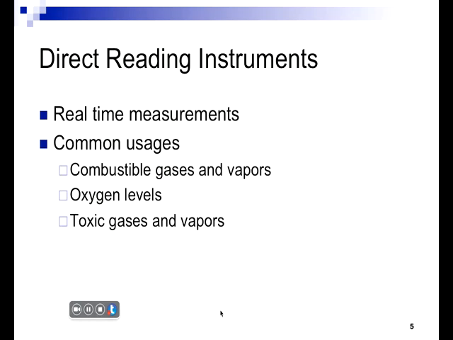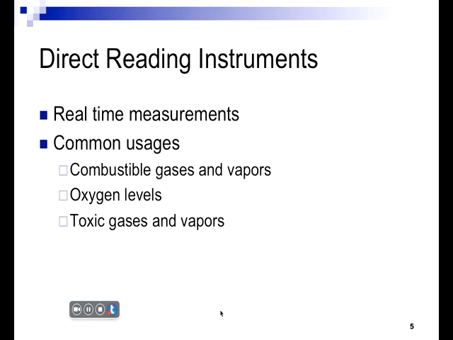Now, why would you want something like this? These are real handy in emergency situations. For example, if something can blow up, if it's combustible, you want to know that right away. So a lot of your combustible gases and vapors will have direct reading instruments because of the potential hazard of an explosion. If you're getting into a confined space and you need to make sure the oxygen levels are adequate to support life, that's handy to know right away, and you want an answer of that in real time. You don't want to send off something to the lab and wait a week to get into the space. You want to know it immediately. So oxygen levels are a common usage for direct reading instruments.